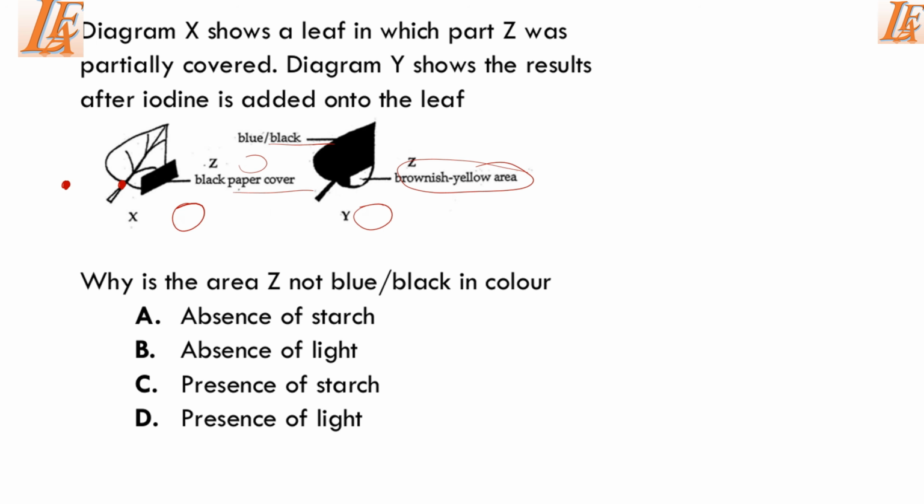Now in this case, the question is, why is the area Z not blue-black? The area Z is not blue-black because there is absence of starch. That is, A is correct. That part is not blue-black because there is absence of starch, because if there was starch, it would have turned blue-black. So the correct answer in this case is absence of starch.